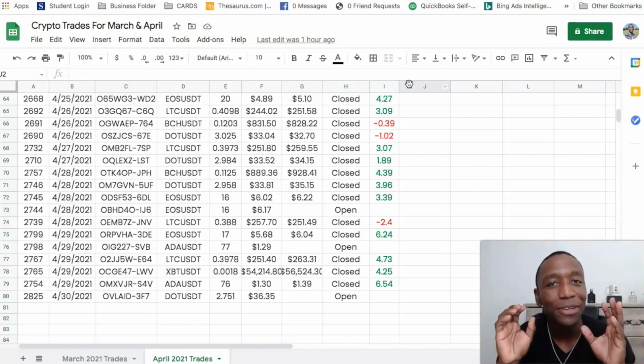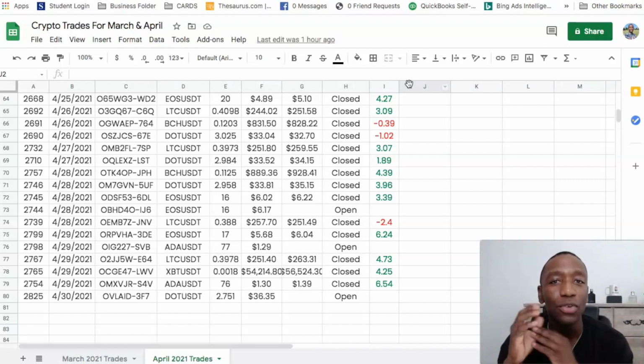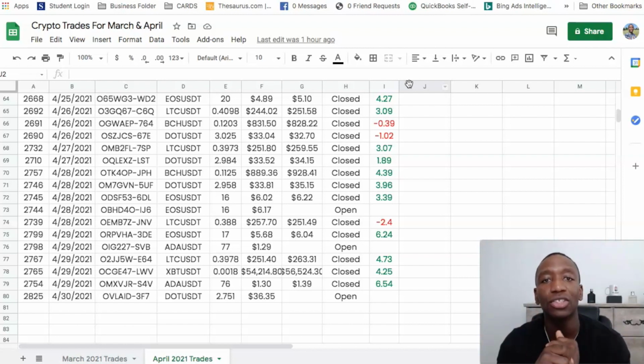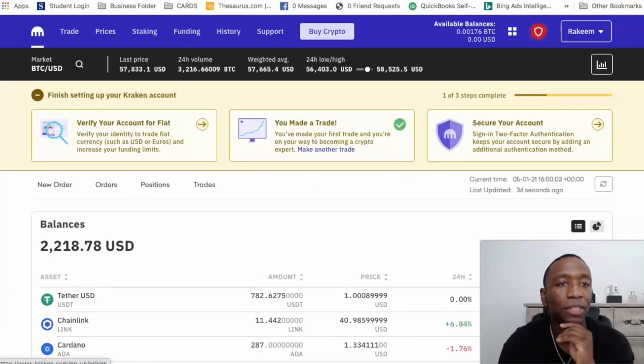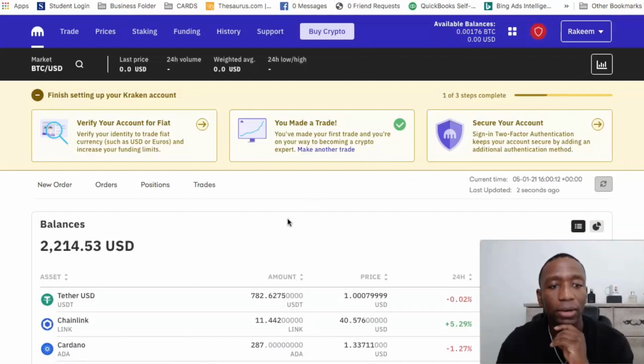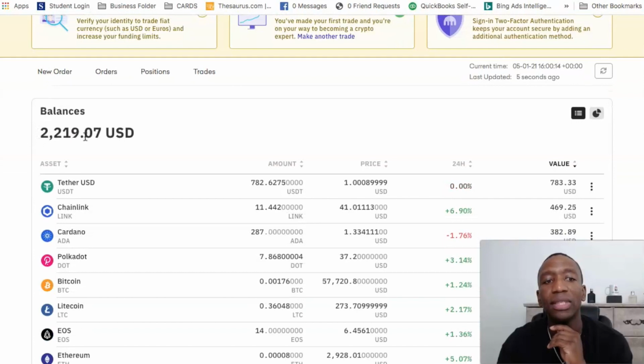I want to keep it very, very simple so that if you do decide to use CopyPro traders, it's the easiest way for you to actually see what you made in dollars. All right, so let's go over here to Kraken. I'm gonna go ahead and refresh the screen real quick so we can get the actual data. Okay, so you can see right there, it says 2,219.15, right?